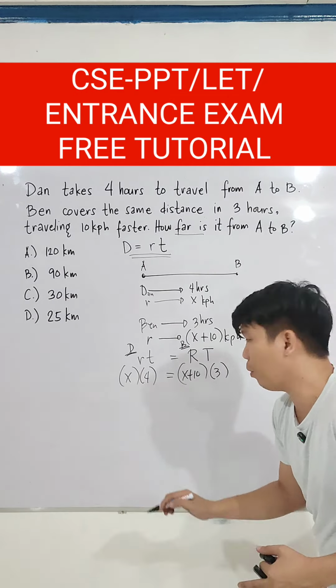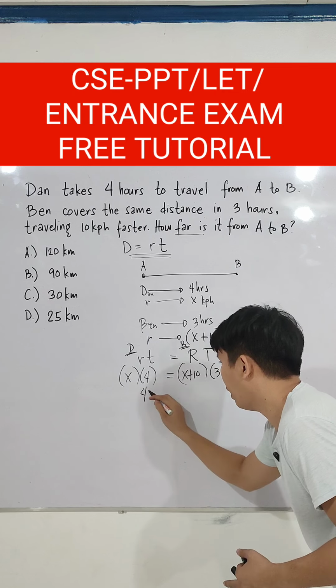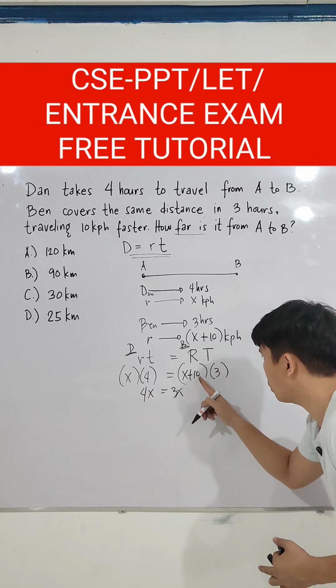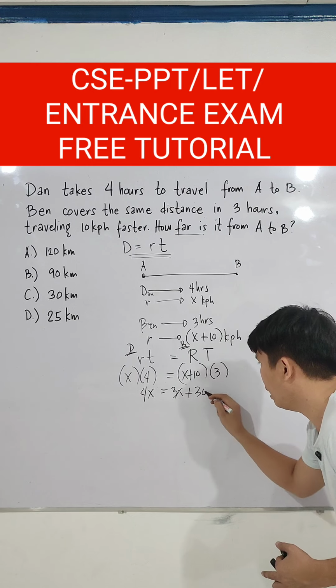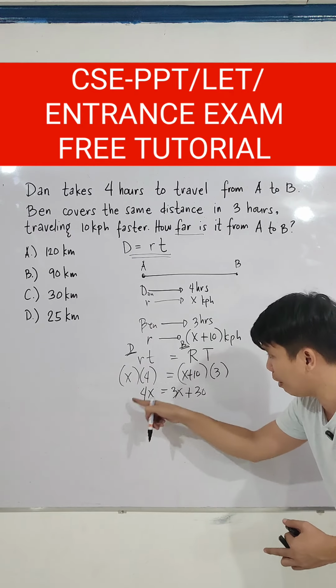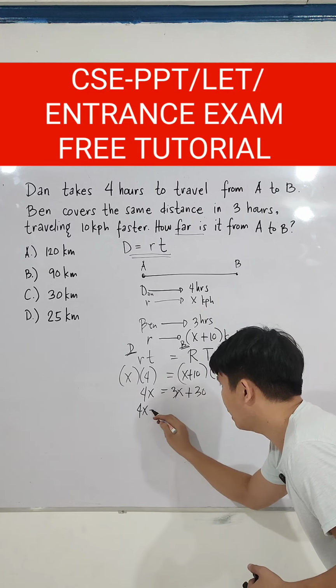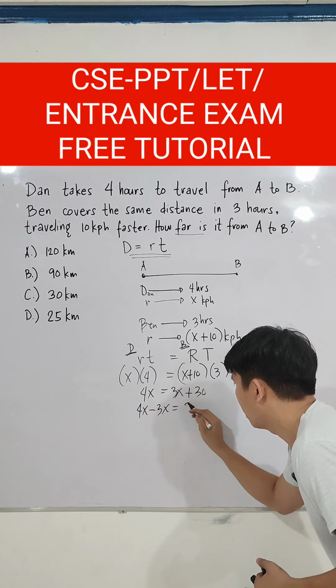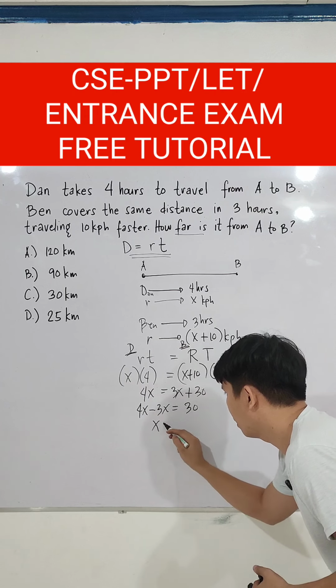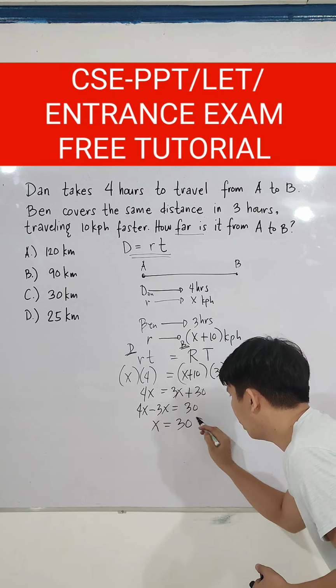So now let's simplify our equation. x times 4 is 4x is equal to 3 times x, 3x, 3 times positive 10, positive 30. Now let's combine like terms, 3x and 4x. We bring 3x to the left side of the equation and take the opposite sign. So we have 4x minus 3x is equal to x, equal to 30.